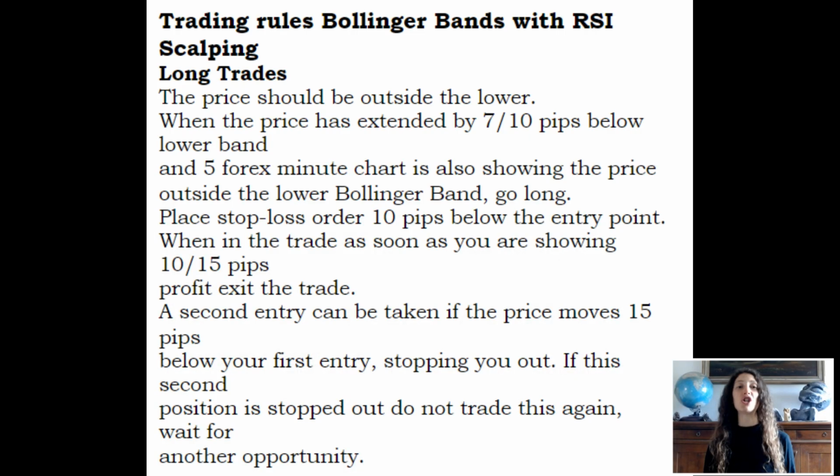Trading rules, Bollinger Bands with RSI Scalping. Long trades. The price should be outside the lower band. When the price is extended by 7-10 pips below the lower band and the 5-minute chart is also showing the price outside the lower Bollinger Band, go long. Place a stop loss order 10 pips below the entry point. When in the trade, as soon as you are showing 10-15 pips profit, exit the trade.